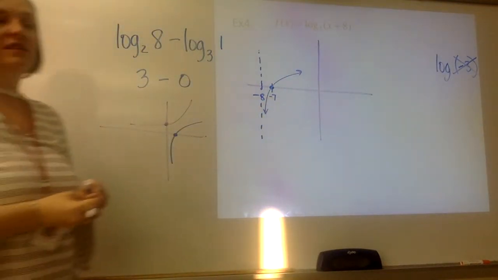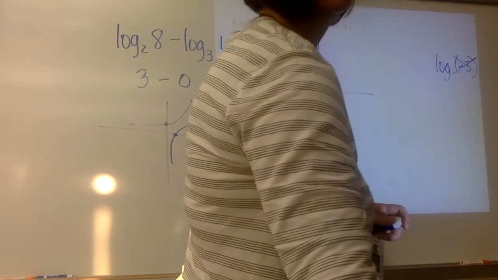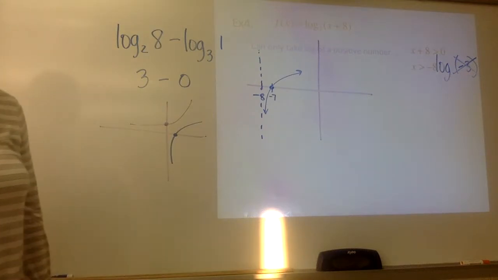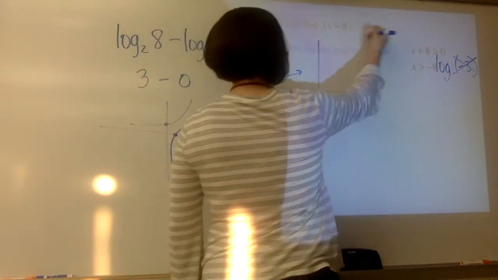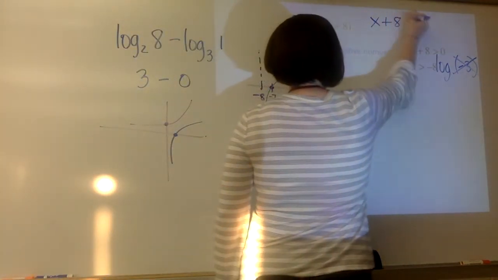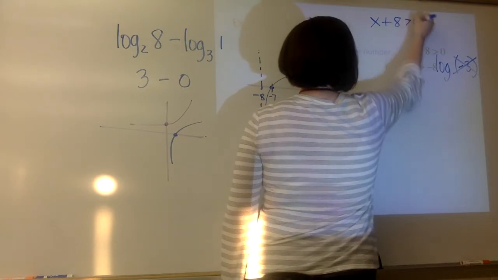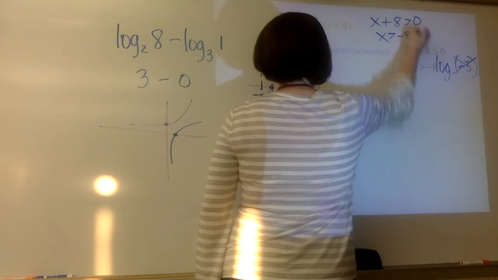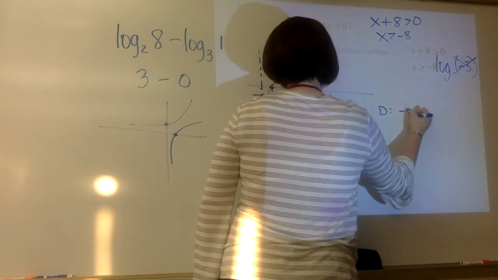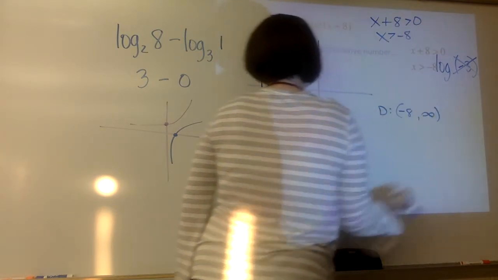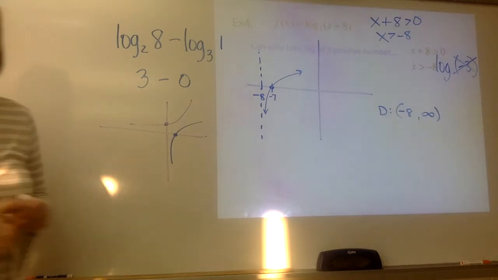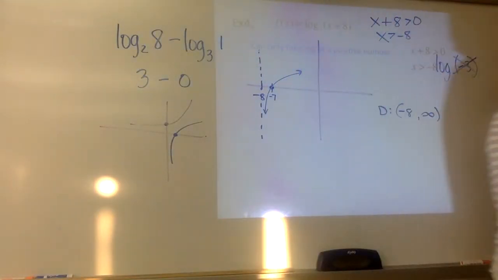What's the first question that they ask you in your list? You can only take the log of a positive number. So my domain says, what's in here? X plus 8 has to be greater than 0. X has to be greater than -8, so my domain is going to be from -8 to infinity. Does that match to my picture? Yes or no? Yes.